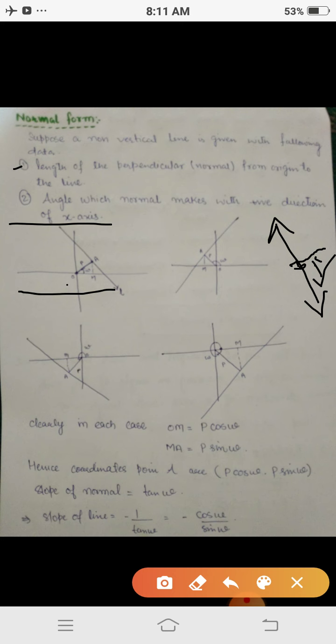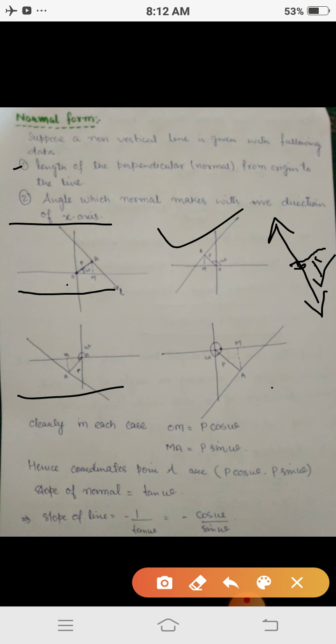Similarly, if omega lies in the second quadrant, then the graph of the line is this, with length OA equal to p, and from A we draw a perpendicular AM. Similarly, if it lies in the third quadrant, the measure of omega is greater than 180 and less than 270, and OA equals p, which is the same throughout. In the fourth case, if it lies in the fourth quadrant, the measure of omega is greater than 270 and less than or equal to 360 degrees. From the foot of the perpendicular we draw a perpendicular on the x-axis, that is AM.